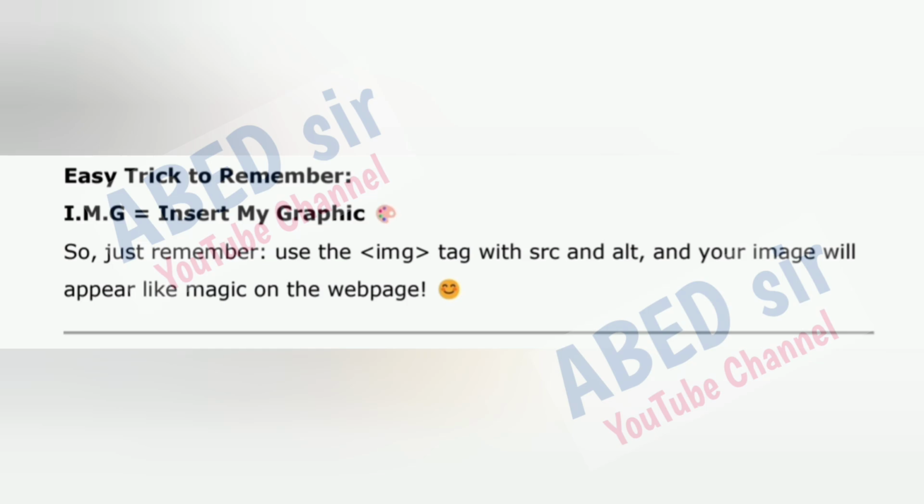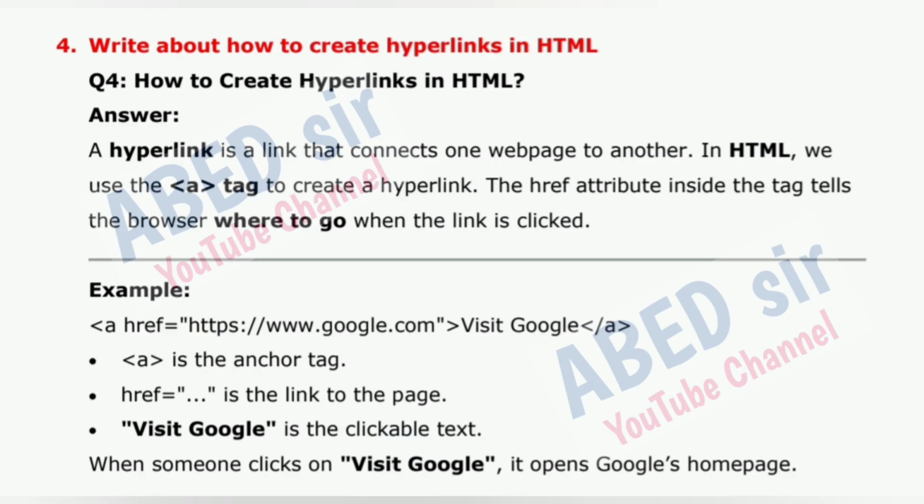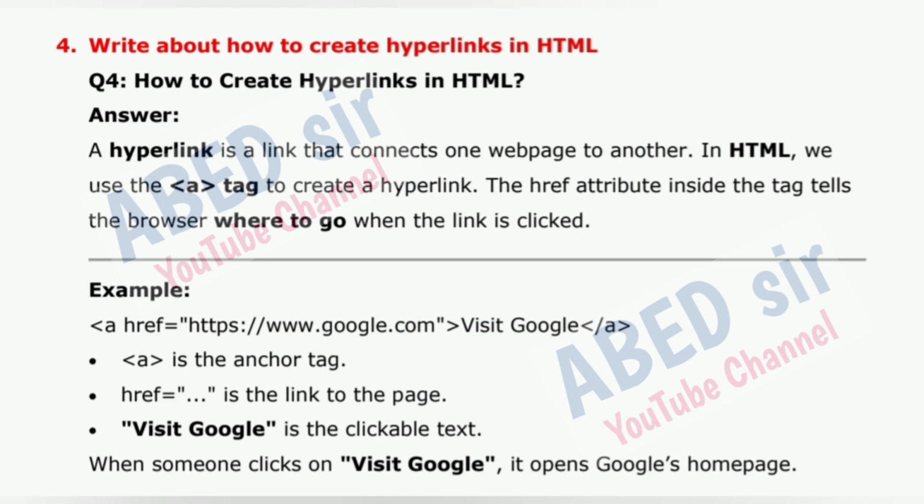Next important short question is 4. How to create hyperlinks in HTML? Answer. A hyperlink is a link that connects one web page to another. In HTML, we use the a tag to create a hyperlink. The href attribute inside the tag tells the browser where to go when the link is clicked.